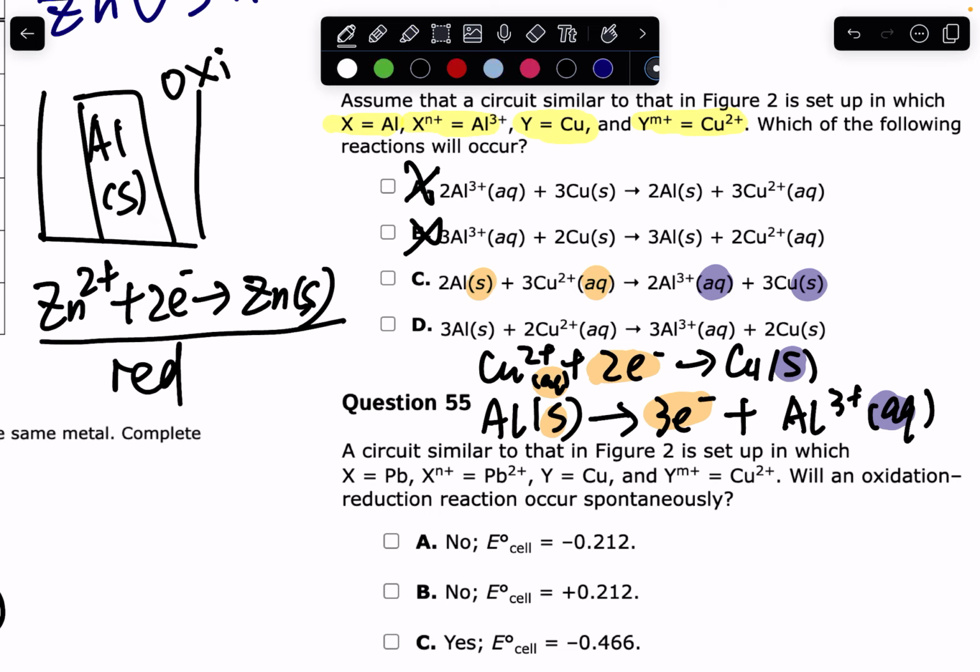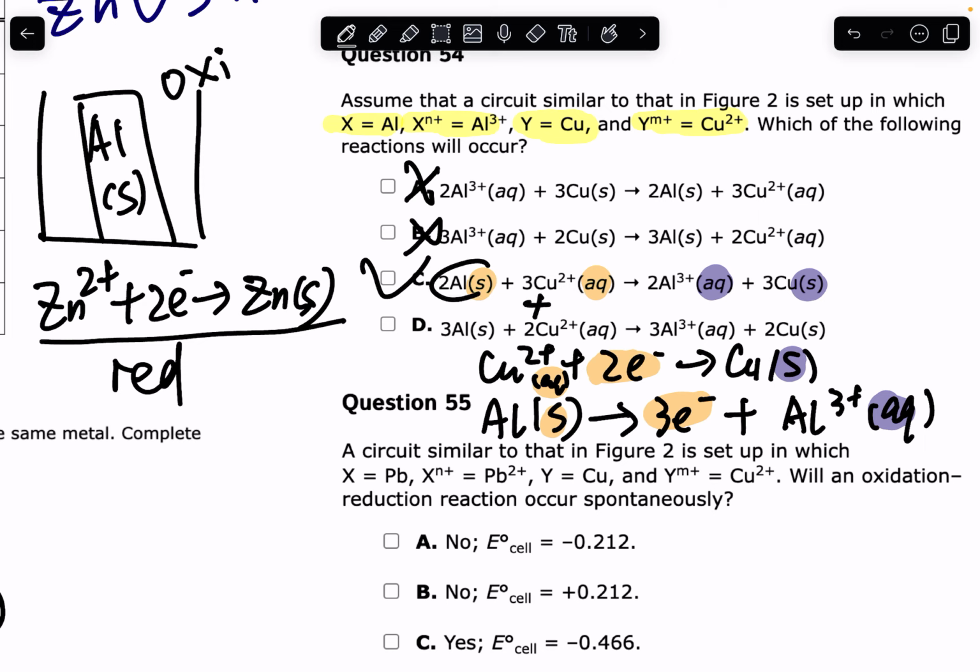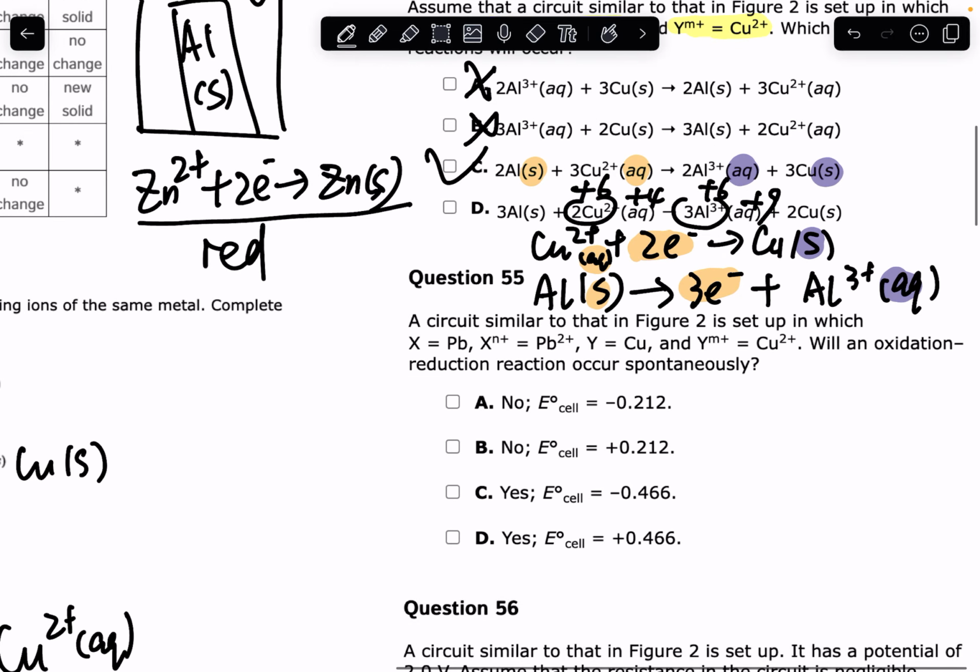If I were to add up these two half reactions, the only thing we need to do between C and D is to see which one is balanced. Obviously C is the one that is balanced, because these are neutral, but these charged ones are positive 6 and positive 6. But if you see D, this gives positive 4, but this gives positive 9. So C is my best answer. All right, let's move on.